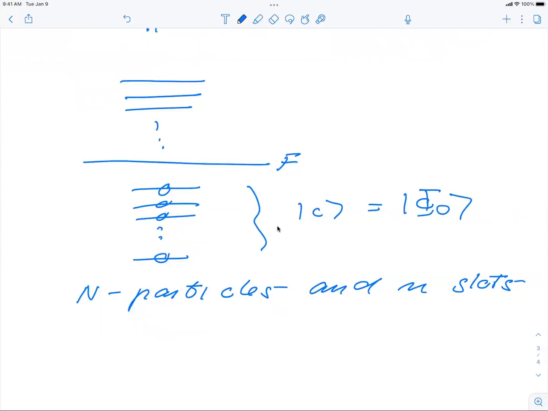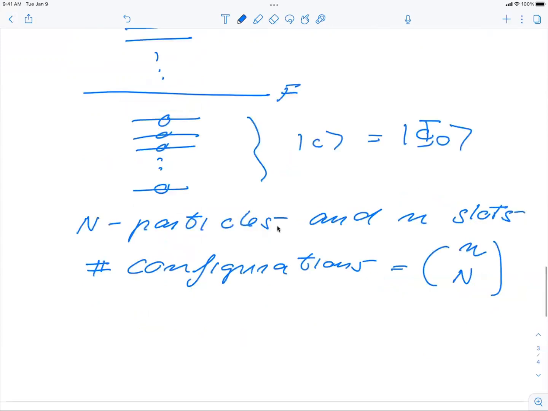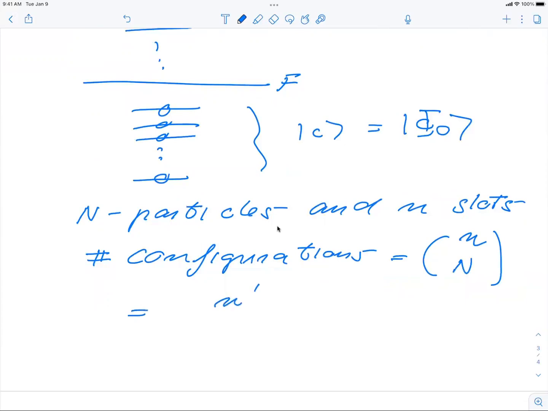And then what we found is that the number of Slater determinants or number of configurations, which is a better word, the way we can distribute these particles in these single particle states, is then given by the binomial factor of N and little n. And this factor is simply given by N factorial over n factorial times N minus n factorial. And we are assuming now that the uppercase N is larger than or equal to the little n.